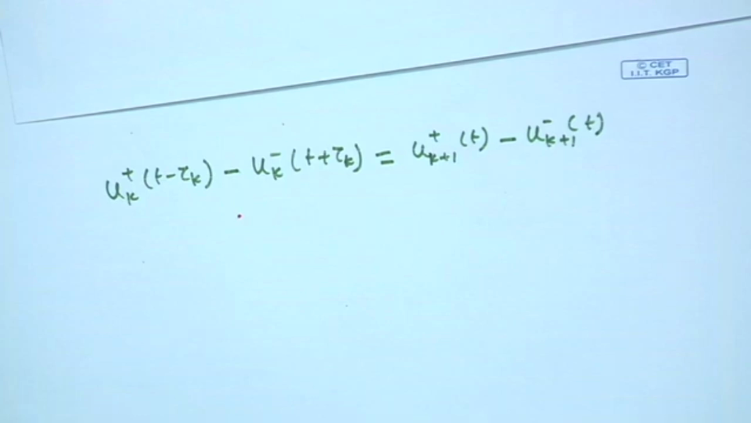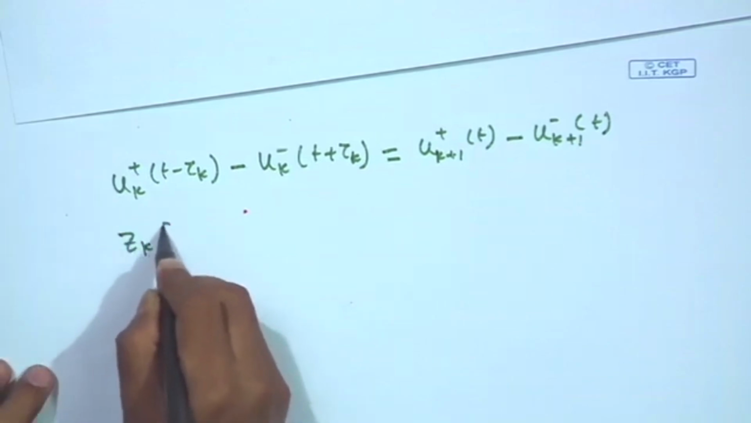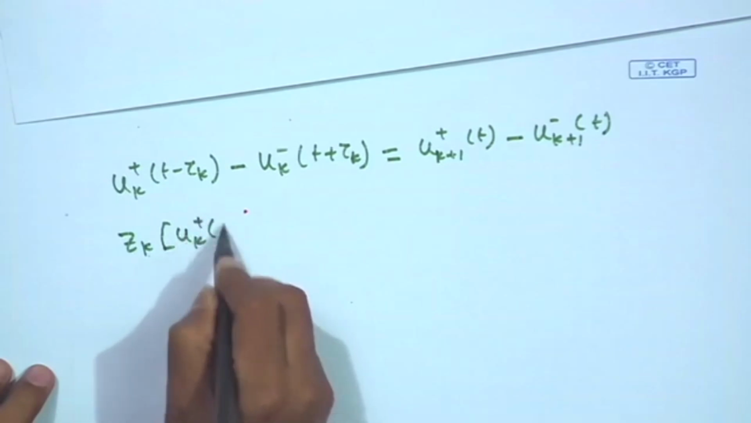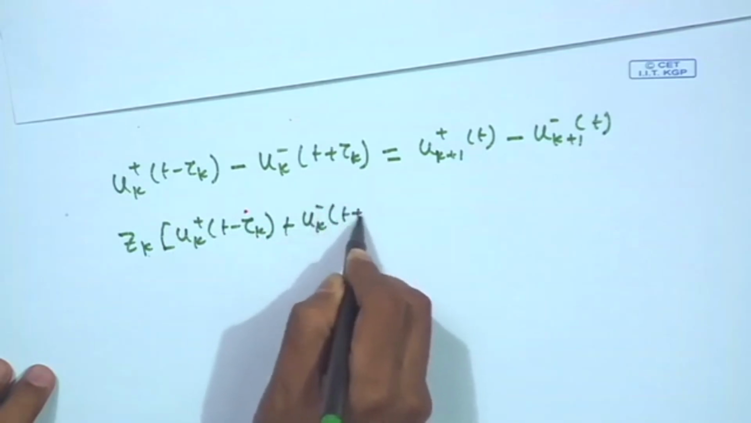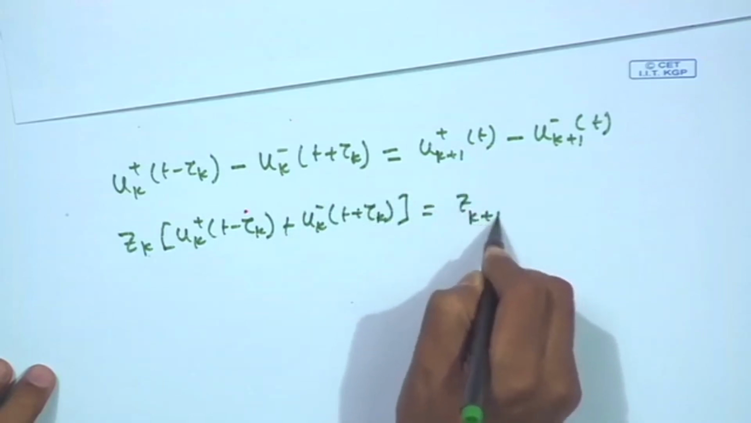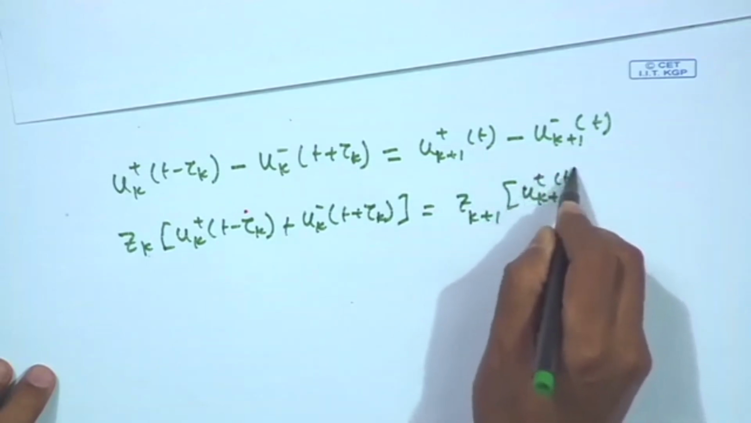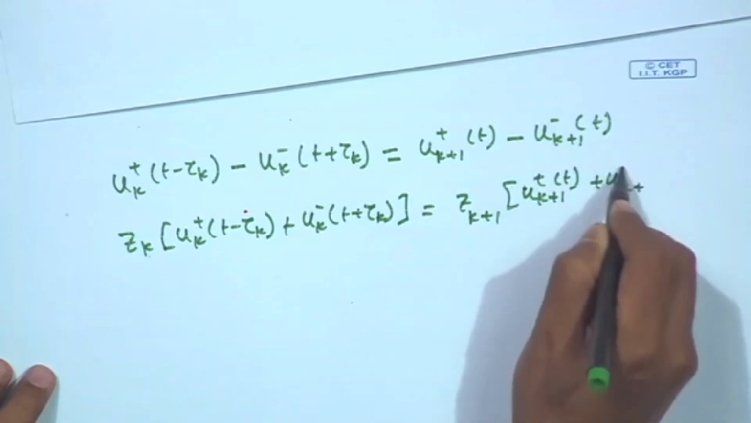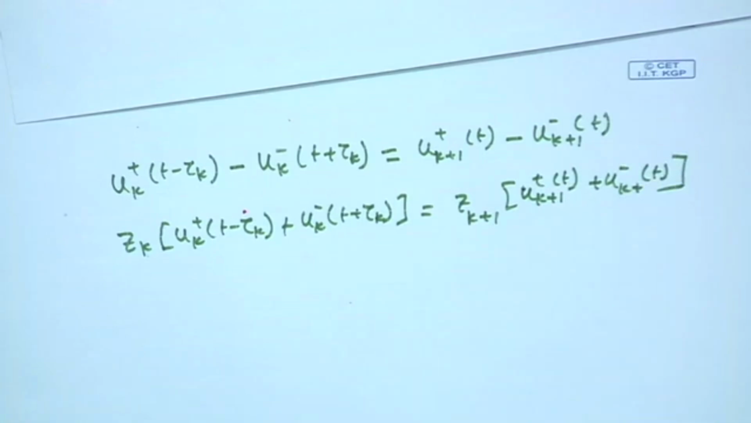Okay. Second one is that the output pressure of the kth tube will be equivalent to the input pressure of the k plus 1 tube. So, what is the output pressure of the kth tube? Z k into u k plus t minus tau k plus u k minus t plus tau k, which will be equal to z k plus 1 into u k plus 1 plus plus u k plus 1 minus t. These are two equations I will get from the condition.